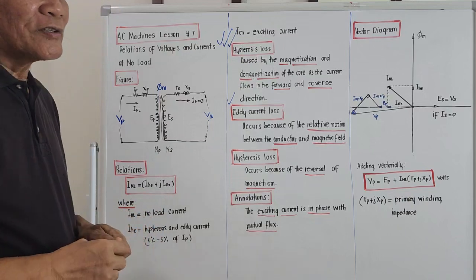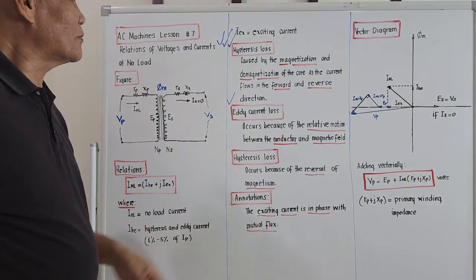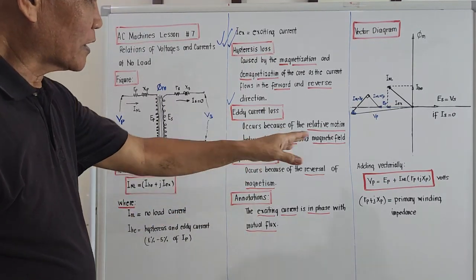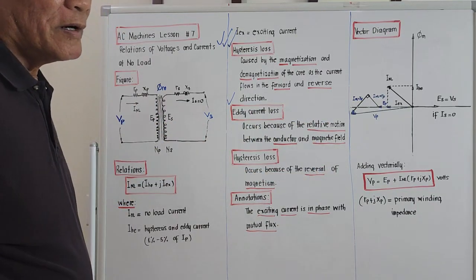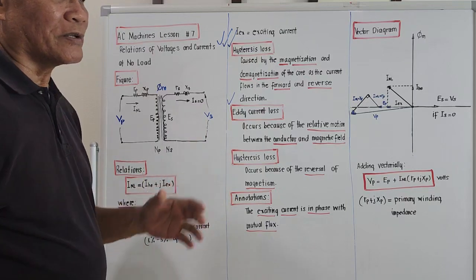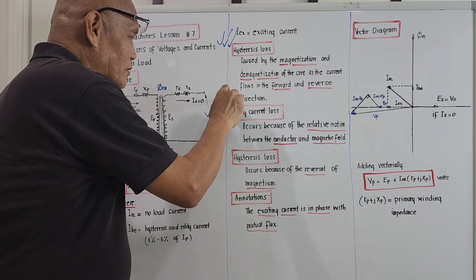The other loss is eddy current loss. Oh, this is not Eddy Ramos. Eddy current loss occurs because of the relative motion between the conductor and magnetic field. It is due to the effect of the relative motion of the conductor and magnetic field. That is termed eddy current loss.